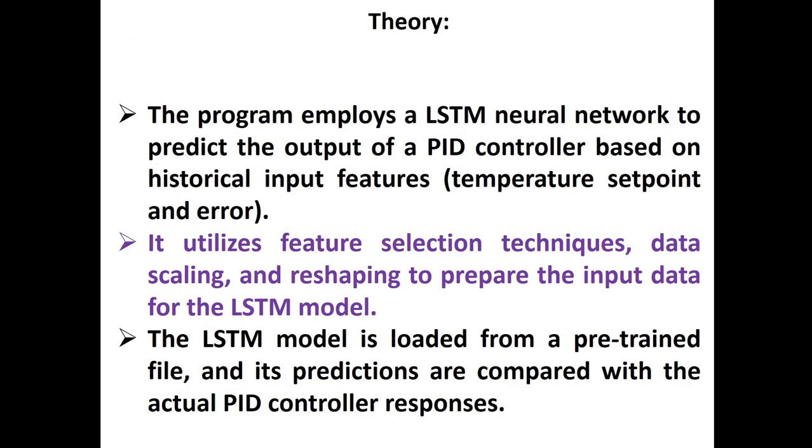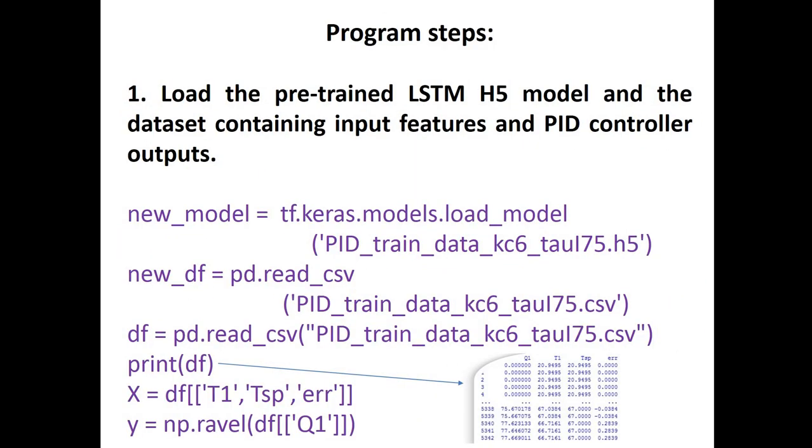So in order to do this, the theory is that the program employs an LSTM neural network to predict the output of a PID controller based on historical input features, the temperature set point and error, etc. It utilizes feature selection techniques, data scaling, and reshaping to prepare the input data for the LSTM model. The LSTM model is loaded from a pre-trained file, and its predictions are compared with the actual PID controller responses.